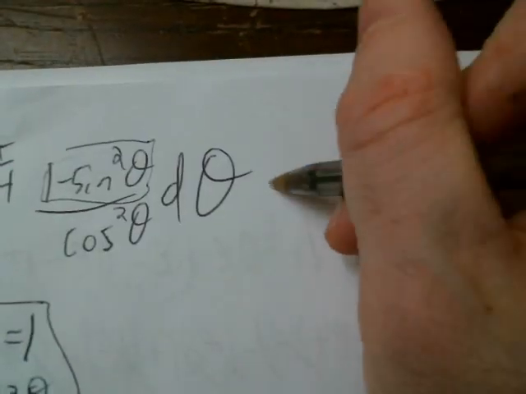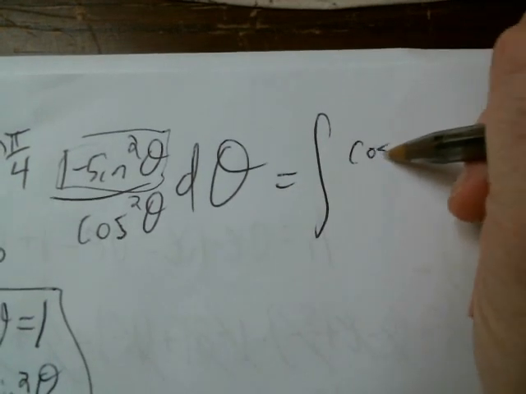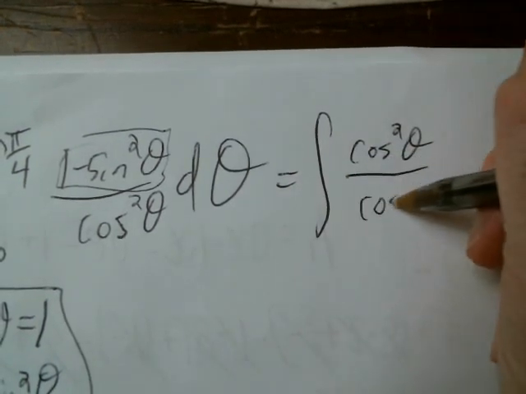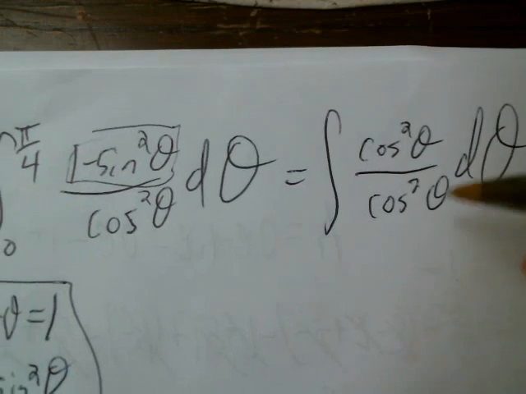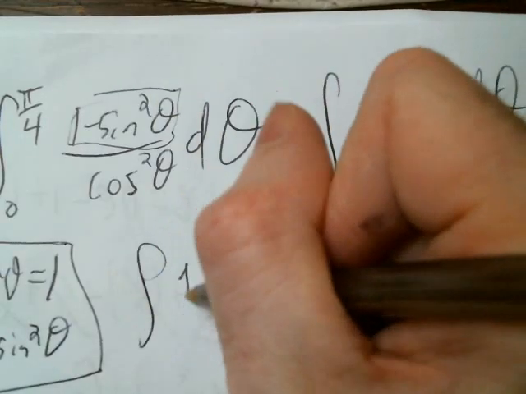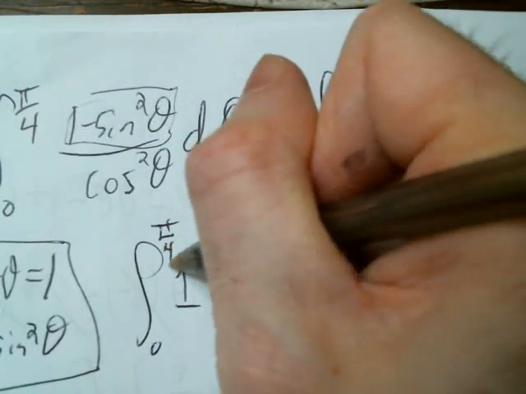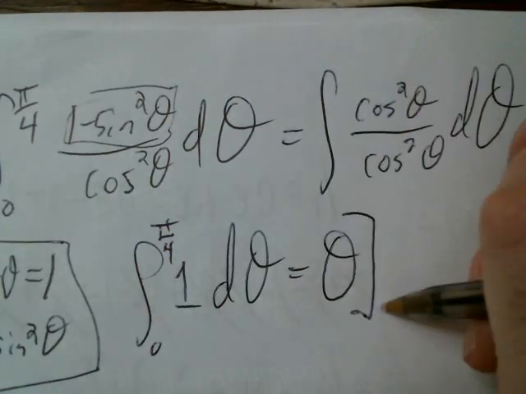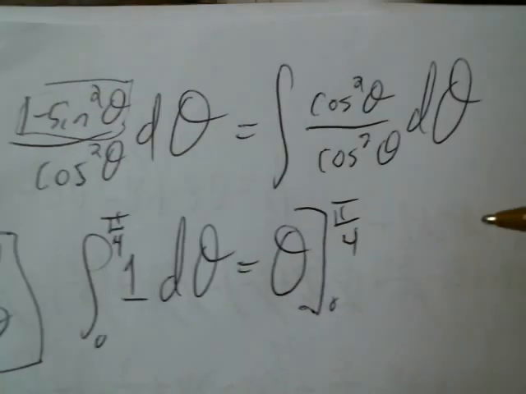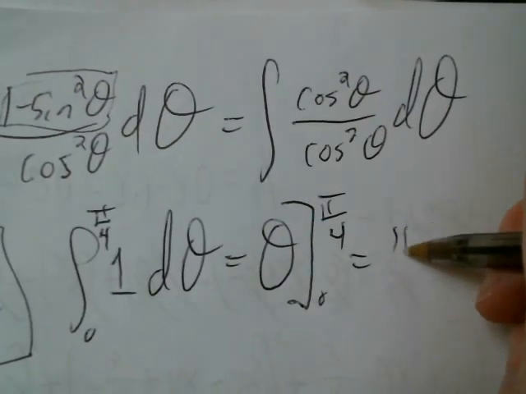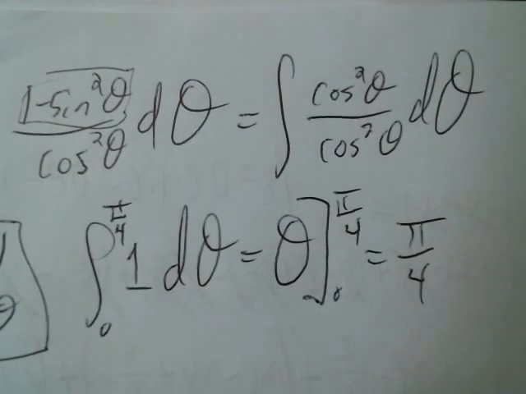So I could rewrite this as cosine squared theta all over cosine squared theta d theta. And of course, that's just 1, right? So this is the integral of 1 d theta from 0 to pi over 4. Integral of 1 is just theta from 0 to pi over 4. And then plug in pi over 4 minus 0, and you just get pi over 4. Okay. Is that enough? Do we need one more? I suppose let's do one more.